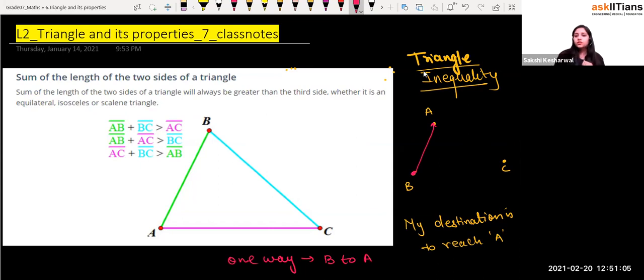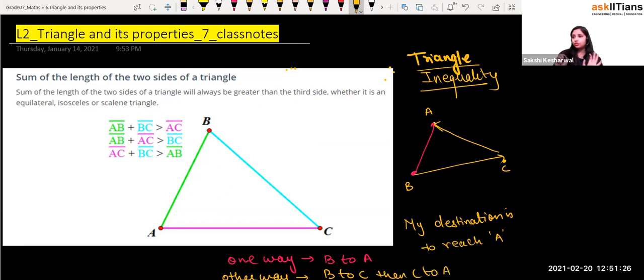But there's another possibility also. What is the other possibility? The other possibility is that from B you go to C, right? And then from C you go to A, right or not? So the other way will be B to C, then C to A, and you have reached A, right? There are two ways.